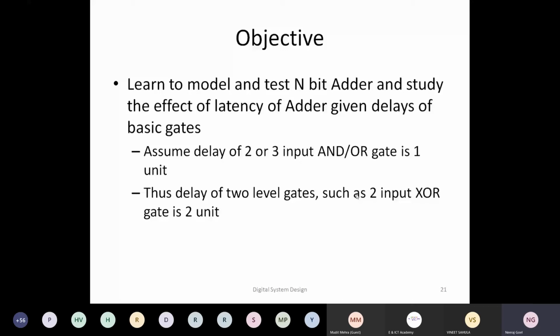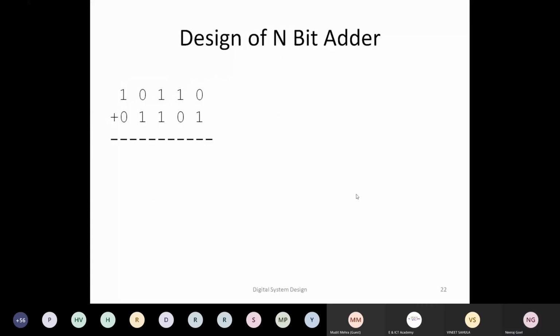Before modeling an n-bit adder, first we have to understand how an n-bit adder works. So let's say I take this 5-bit adder. There are two 5-bit inputs. Now, if I would add them, how do we add? The way we used to do in elementary mathematics. So we'll take 1 bit by 1 bit.